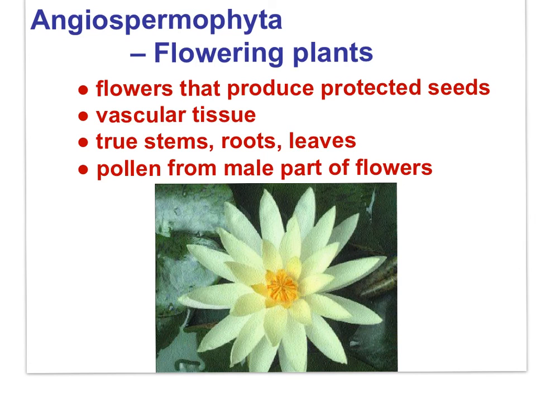The angiospermophytes are the fourth and final plant phylum you need to know. Characteristics of the angiospermophytes include flowers that produce protected seeds, and this is unlike the coniferophytes that produce a less well-protected seed. Angiospermophytes have vascular tissue, true stems, roots, and leaves, and pollen from the male part of the flower. Among all the plant phyla, the angiospermophyte phylum is the largest, and the flower is the defining characteristic.